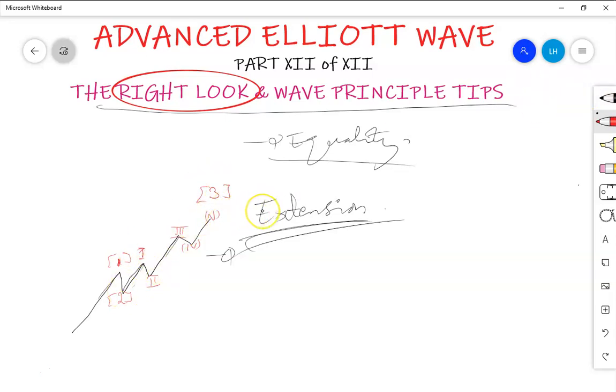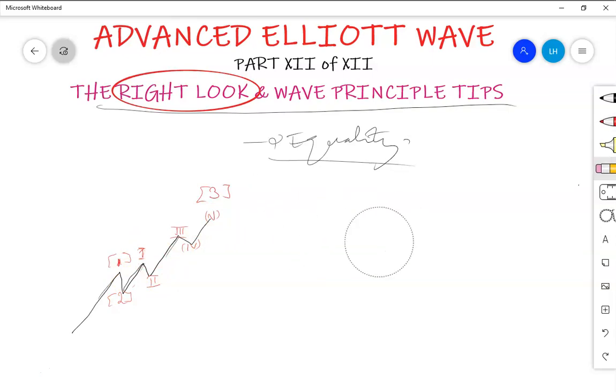After completion of this, if you know the perfect look, you will expect a correction. This correction will be the 4th wave, then things go on. This will be the 4th at that particular degree, then the 5th at the same degree will be at the top. So this is what we call extension.